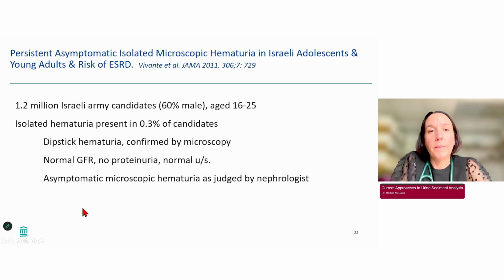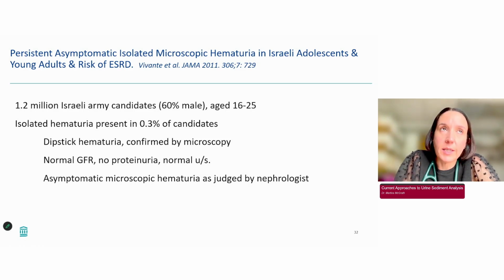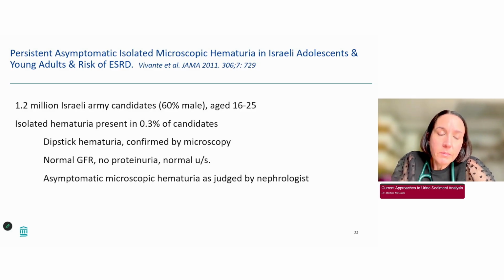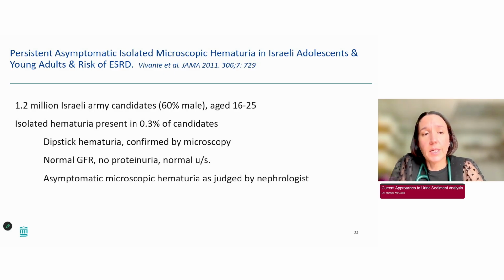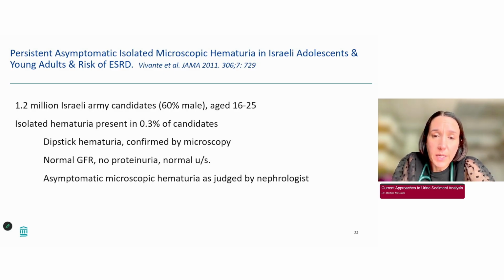I think what's interesting and perhaps has become increasingly relevant as our management of chronic kidney disease has changed in the last few years is this particular study from 2011, which was a large epidemiologic study looking at the outcomes of isolated microscopic hematuria in young adults. So in this particular study, 1.2 million candidates for the Israeli army were screened. These were very young people between the ages of 16 and 25. 0.3% of them were found to have isolated microscopic hematuria. They were worked up by a nephrologist.